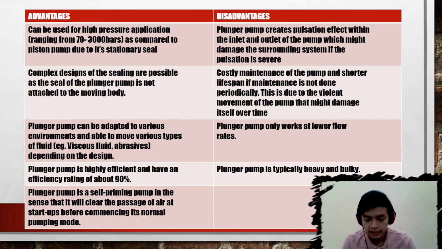As for the disadvantages, plunger pump creates pulsation effect within the inlet and outlet of the pump, which might damage the surrounding system if the pulsation is severe. Next is costly maintenance of the pump and also shorter lifespan if the maintenance is not done periodically. This is due to the very violent movement of the pump that might damage itself over time, so it needs maintenance. Next, plunger pump only works at lower flow rates, and lastly, plunger pump is typically heavy and also bulky.